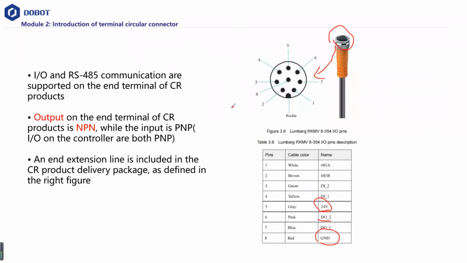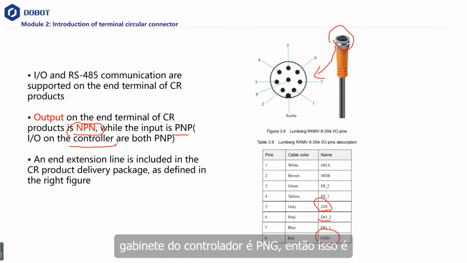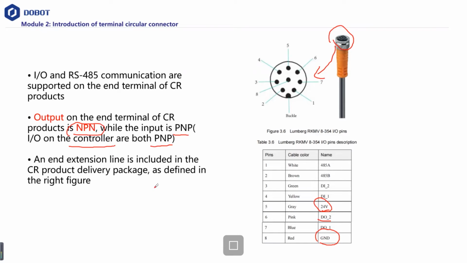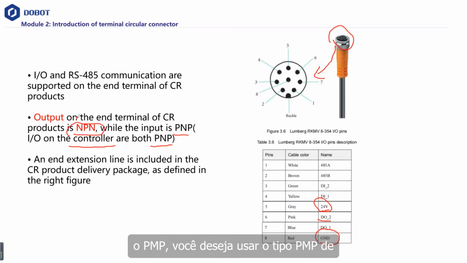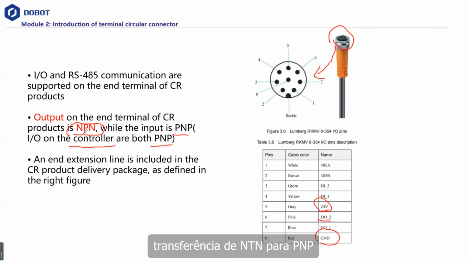One thing we'd like to mention is that the output on the end terminal of CR products is NPN, and the input will be PNP, and the rest of the input and output on the controller cabinet is PNP. So this is a very tricky one, and you need to pay attention to that. If you are using PNP type end effectors on the end of the arm, you will need to use a relay to transfer from NPN to PNP.